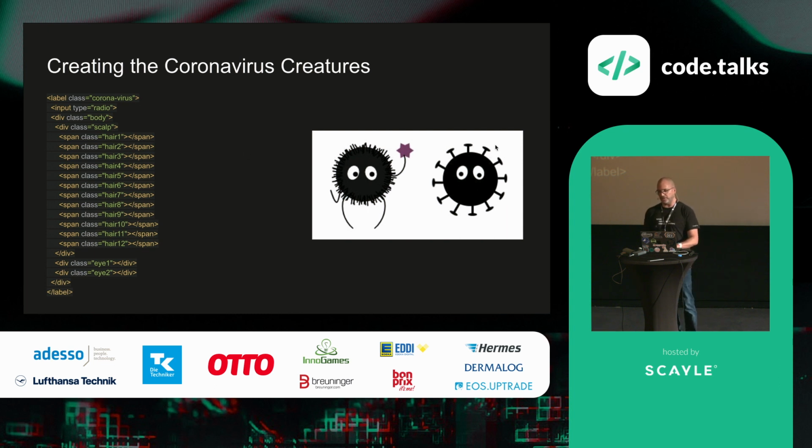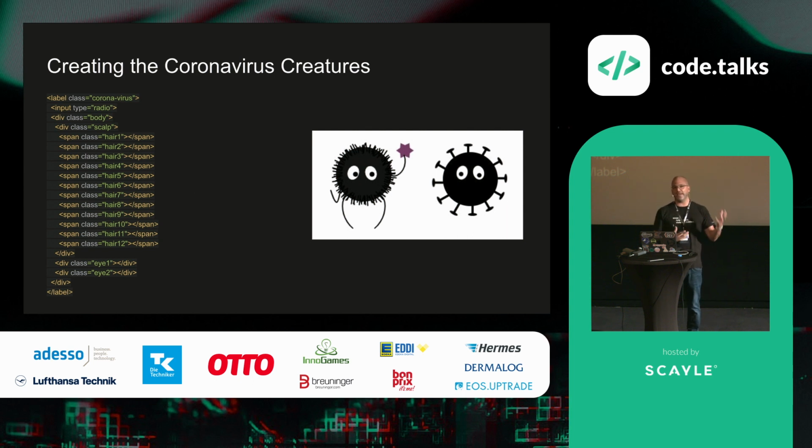But all the visual parts of the coronavirus creature start here with this div with the class of body. We have the body, and inside the body we have the 12 hairs, and of course both eyes. But from the beginning, I saw that I have a lot of repetition in the HTML code, like all those 12 hairs. And in the real game, I have 100 coronavirus creatures, and I didn't want to copy-paste them one by one.